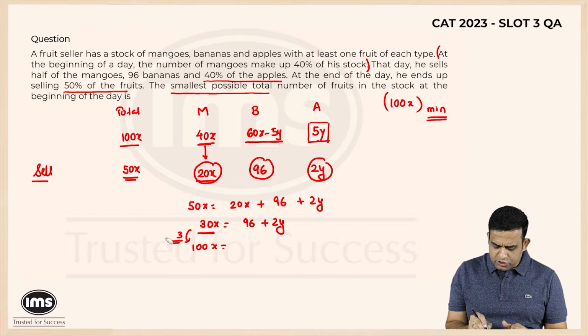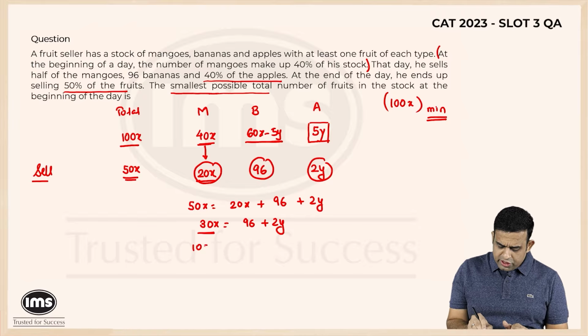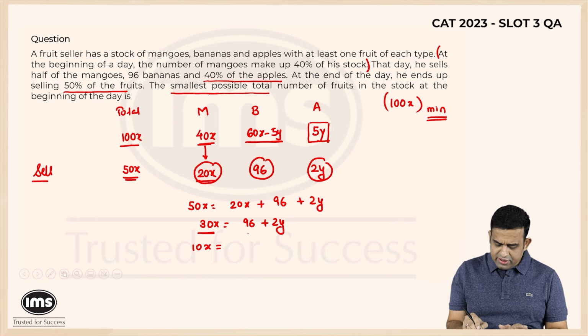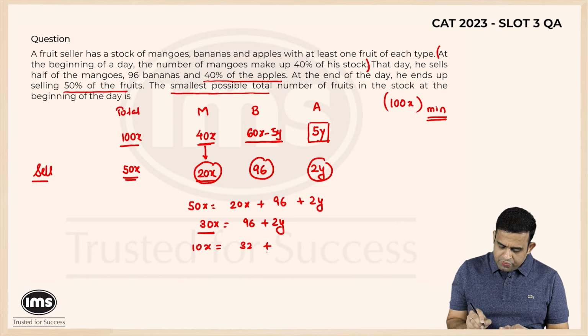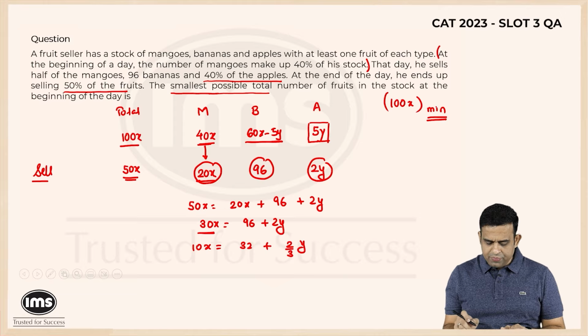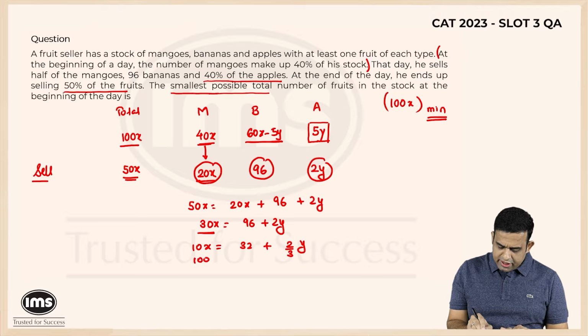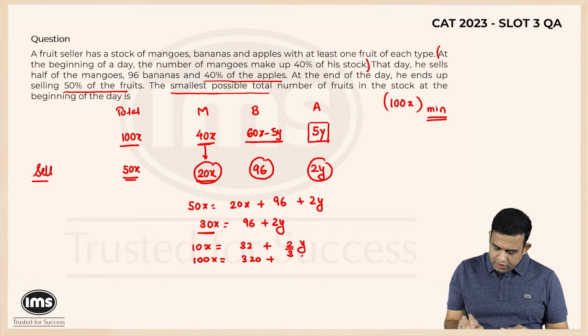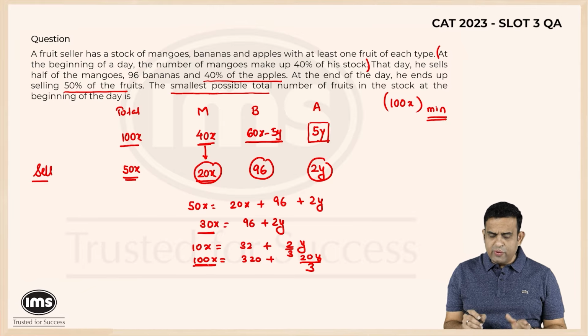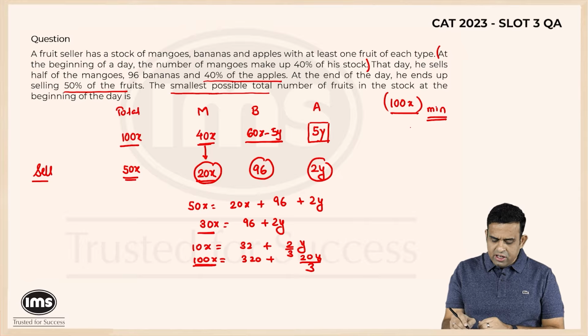nothing but, or one can say let's find out first of all 10x for the sake of convenience. You can do this number also. So 10x would be nothing but, divided by 3, giving you 32 plus 2/3 of y here. And then if I need to find out the number 100x, this particular part becomes 100x will be 10 times, 320 plus 20y by 3. So if I need to find out the least value of 100x, that's my target, then this particular part should be as low as possible.